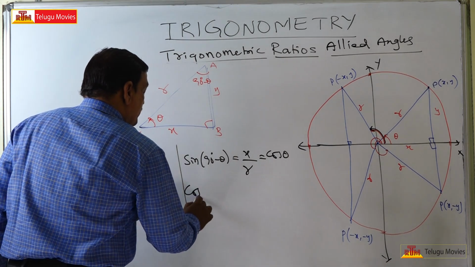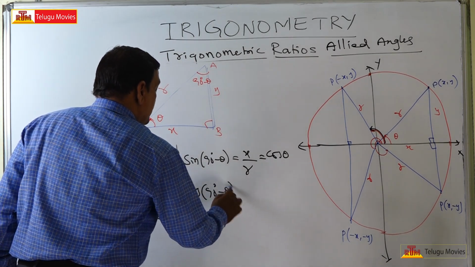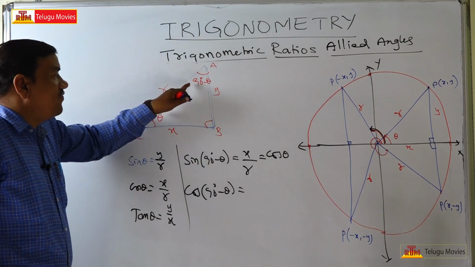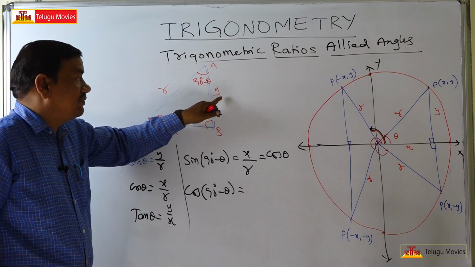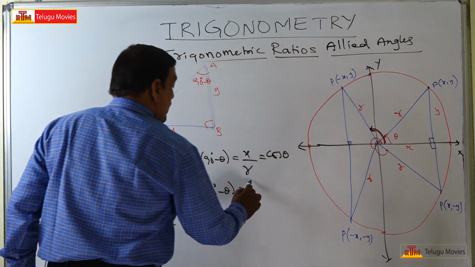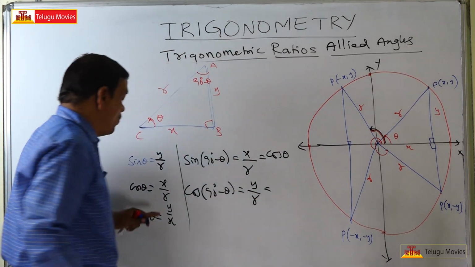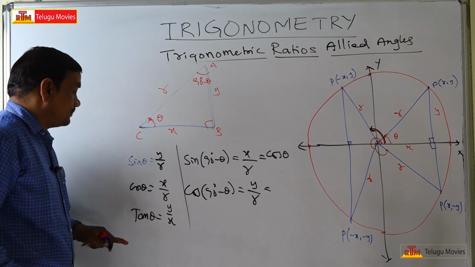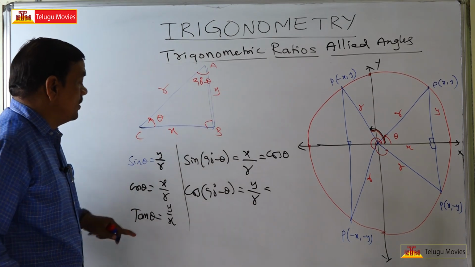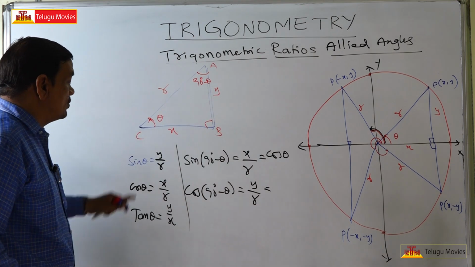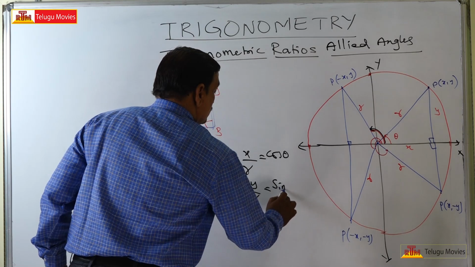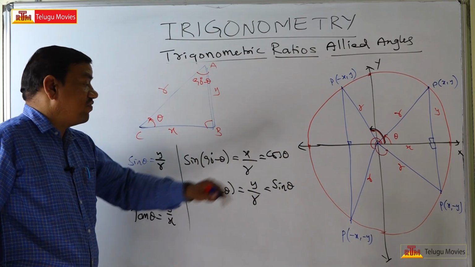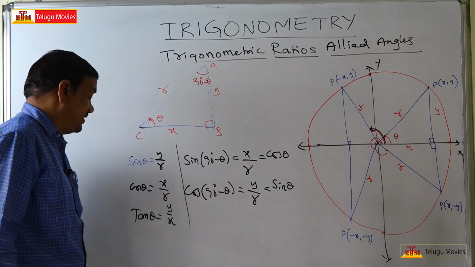Now I am going to explain cos of 90 minus theta. Cos of 90 minus theta means what? The adjacent side of the angle 90 minus theta, that means y upon r. What is y upon r? That is sin theta. So, therefore, cos of 90 minus theta is equal to sin theta.